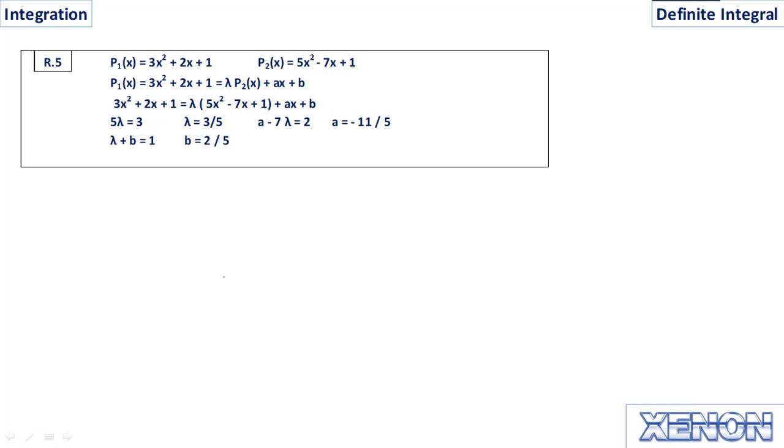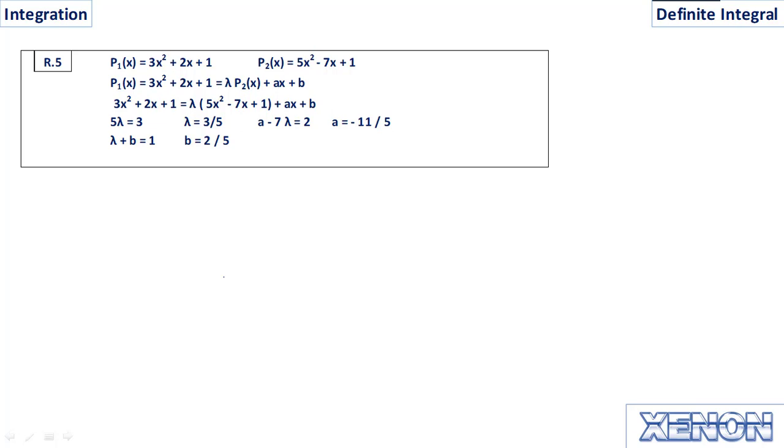So we will express p1(x) = 3x² + 2x + 1 equals lambda times p2(x) plus ax plus b. So we will be getting 3x² + 2x + 1 equals lambda times (5x² - 7x + 1) plus ax plus b. When we compare the coefficients of x², x and the constant term on both sides, we will be getting 5 lambda equals 3. This implies lambda equals 3/5. a minus 7 lambda equals 2. So we will be getting a equals minus 11 by 5.